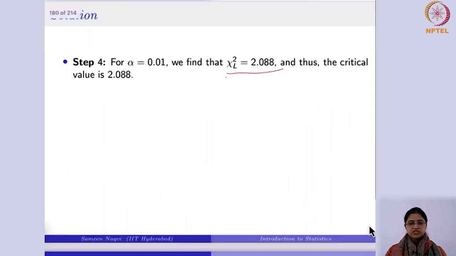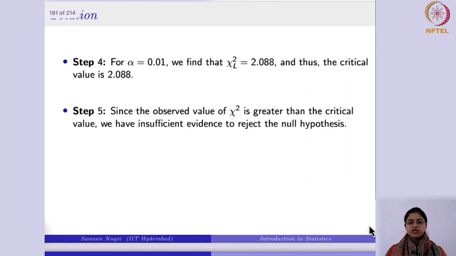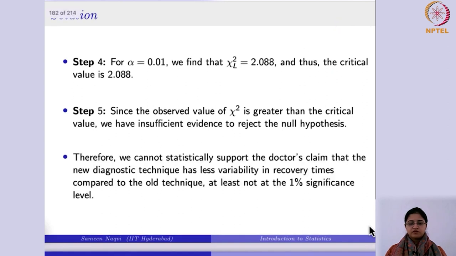So the test statistic is greater than chi square L, so it does not fall in the rejection region. You would reject H naught if the chi square value that you have computed, the test statistic, is less than your chi square L, the lower tail. Now in this case it is greater than that. It means that we do not have sufficient evidence, we fail to reject the null hypothesis.